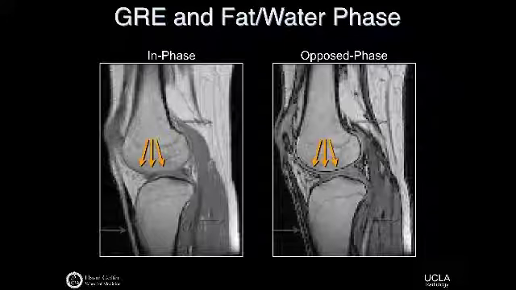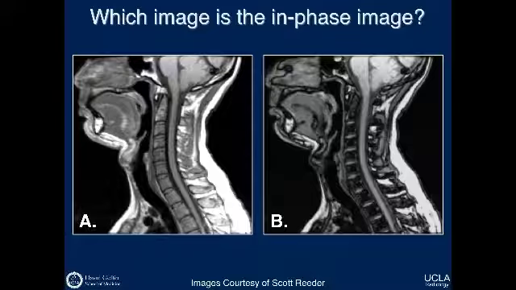So again, we can see these voids, or lack of voids, in the in-phase image and the appearance of voids in the opposed phase image. Okay, so then a quick quiz.